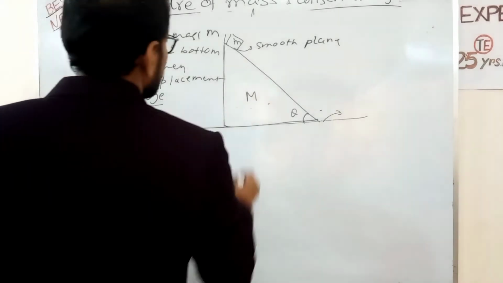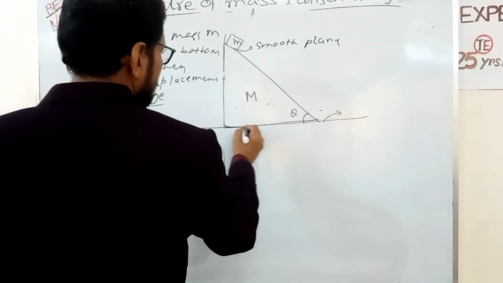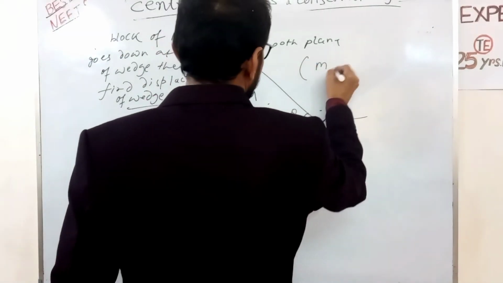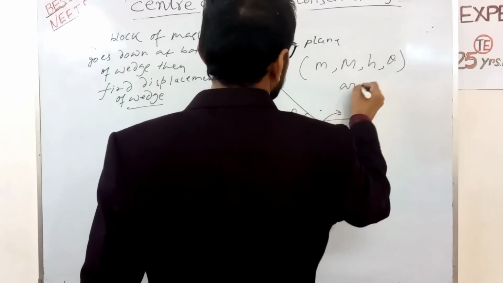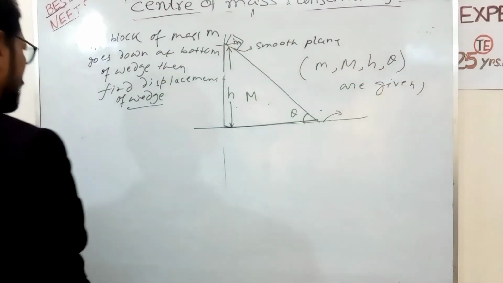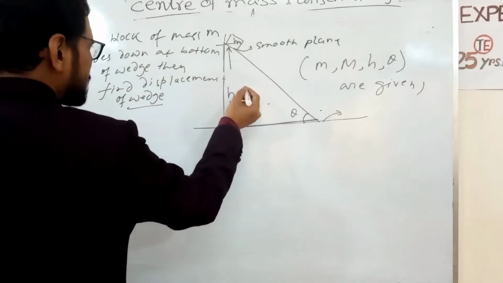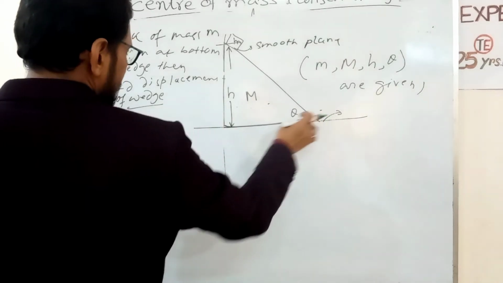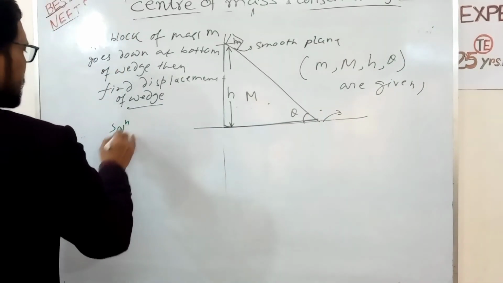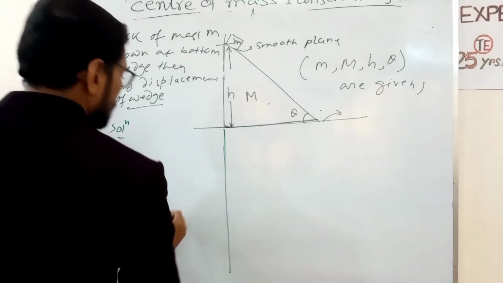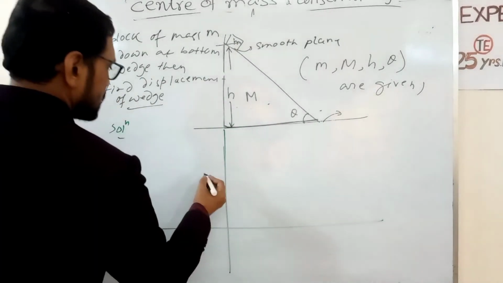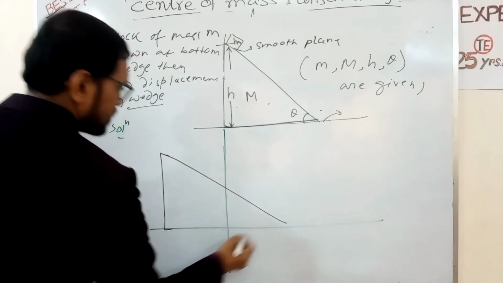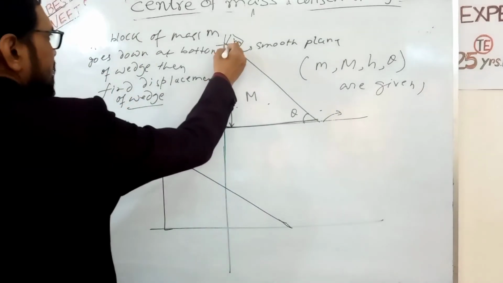So what is this now? This height h is given, m, h and theta are given. So find the displacement of the wedge when this block goes down to the bottom of the wedge or reaches the ground. So what is the solution? Solution becomes, suppose when this is the shift, h is given, theta is given.